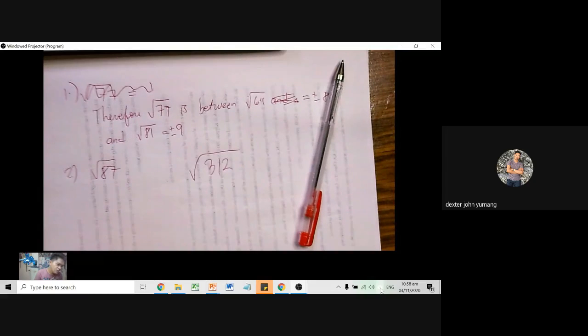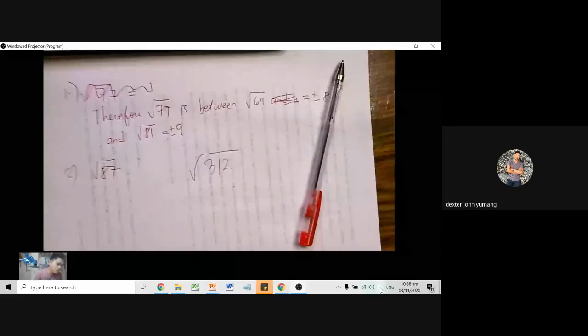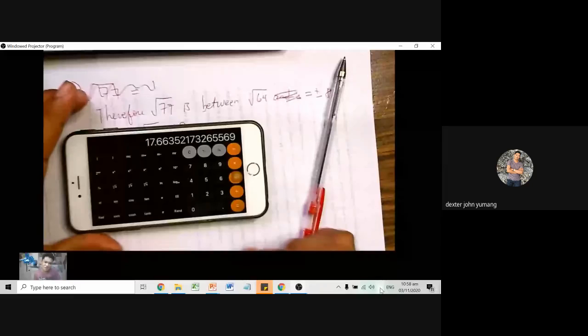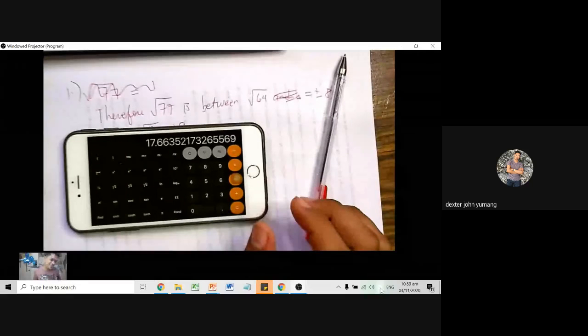Kung wala pong cellphone, 17 at saka 18. Sabi ni Matthew, sabi ni Carl, sabi ni John, Pearl. Tingnan natin, that is 17 at saka 18. Ganun lang po. Easy lang, no? Same with Fatima and Chester.